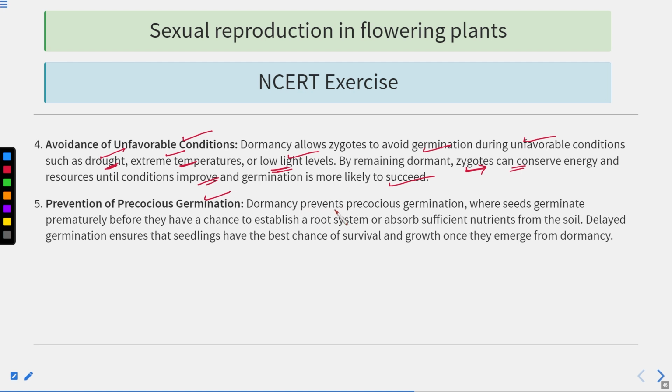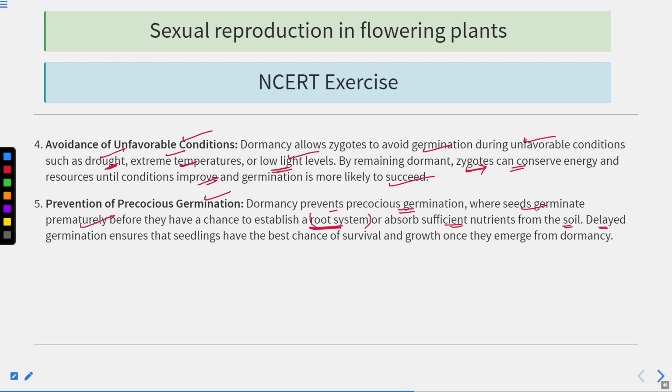The next is the prevention of precocious germination. Dormancy prevents precocious germination, where the seeds germinate prematurely. What is precocious germination? When the seeds germinate prematurely before they have a chance to establish a root system. The root system is very important because through the roots, the minerals are absorbed. So dormancy prevents the premature germination of the seeds before they have a chance to establish the root system or absorb sufficient nutrients from the soil.